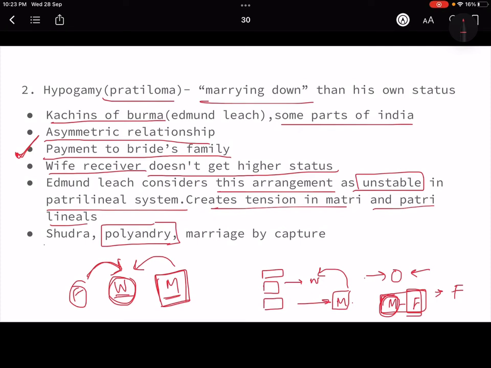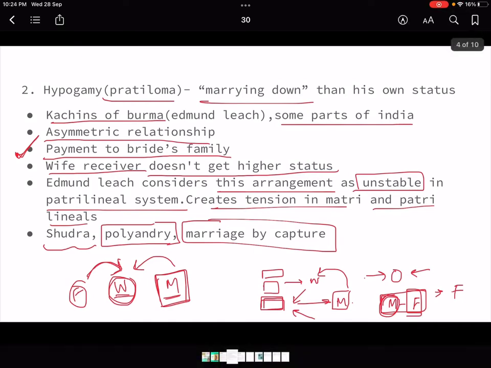Or when it was a shudra, because when you're of a lower caste only, then where will you go? You can't bring a wife who has a lower status than you, because you have the lowest of all statuses, right? So then you will get a woman who has a higher social status than you. So in that case it will be hypogamy. Or when it is by capture, when you're marrying by capturing a lady or anything like that, in that case also it could be considered hypogamy, right?